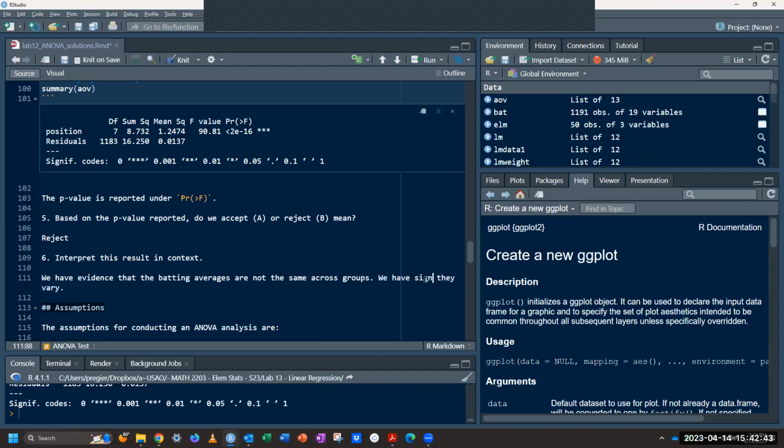We have five positions. So according to each position, the average is going to be different.